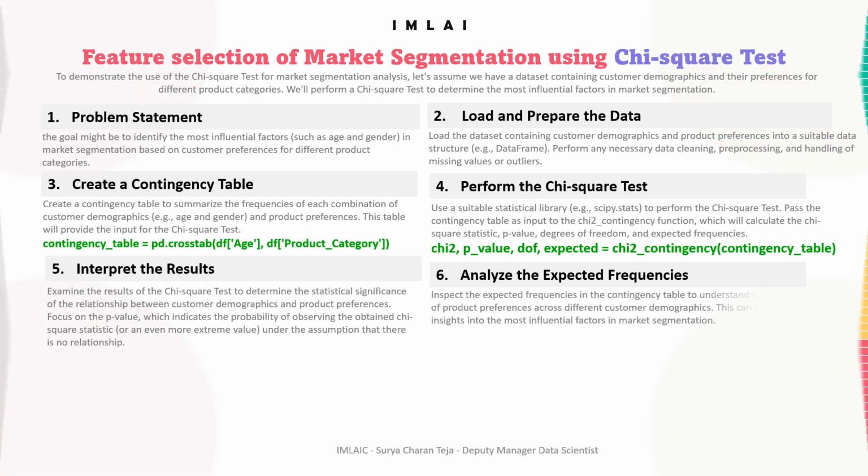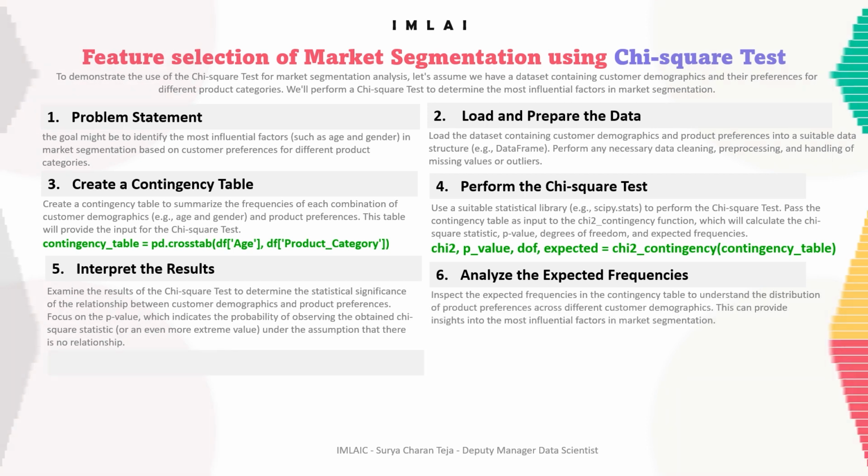So now finally we have to draw conclusions and insights. Based on the results of the chi-square test and analysis of expected frequencies, draw conclusions and insights regarding the most influential factors in the market segmentation. Identify patterns, relationships, or differences that can guide marketing strategies and target customer segments effectively.